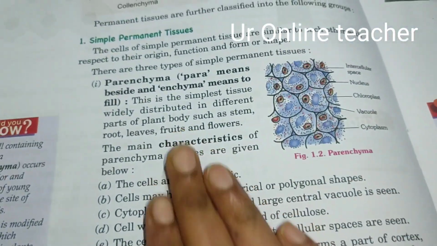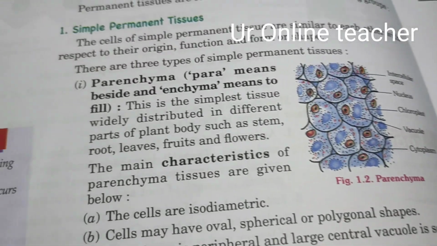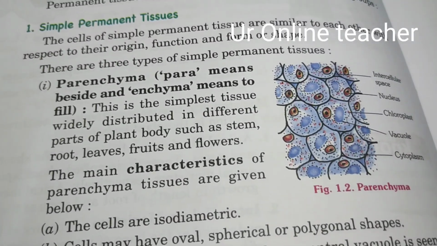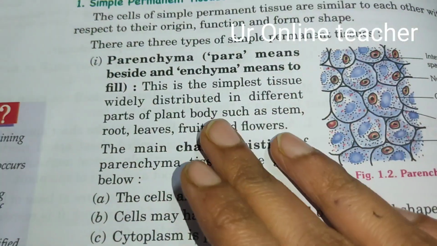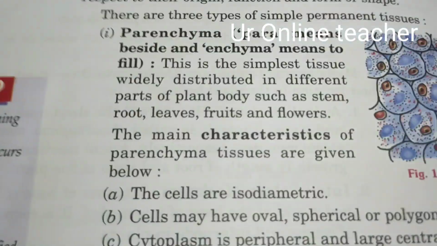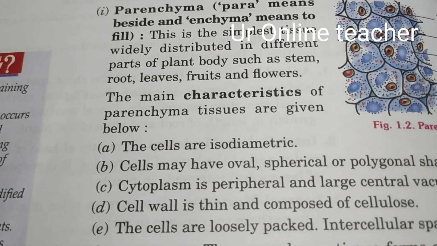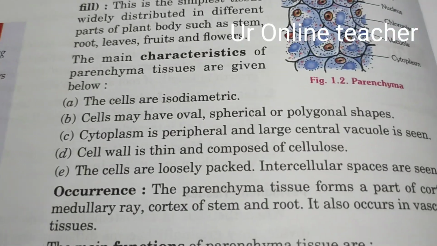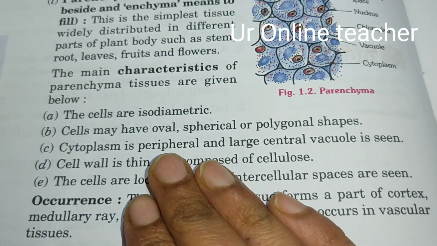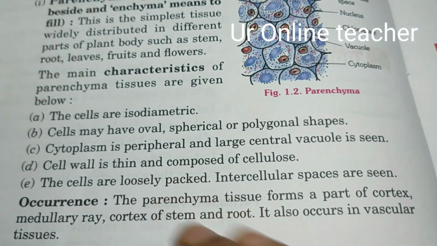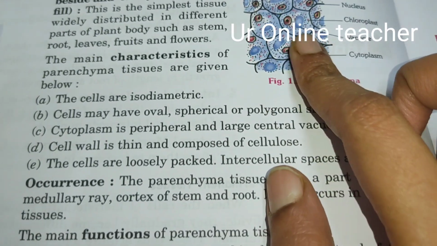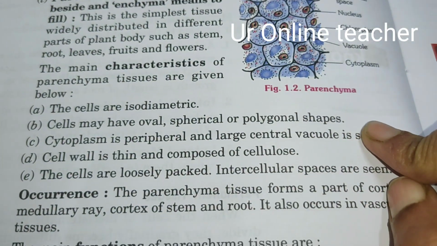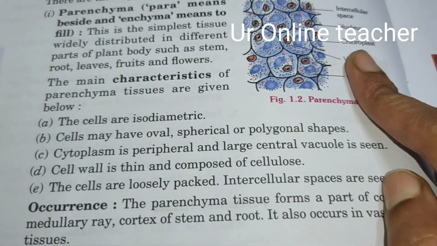So first we will see parenchyma. Para means beside and enchyma means fill, meaning in the besides parts it is filled. It is the simplest, widely distributed in different parts of the plant like stems, leaves, fruits and flowers. So we see the characteristics. The cells are isodiametric, so all the sides have the same diameter, with oval, spherical or polygonal shape.